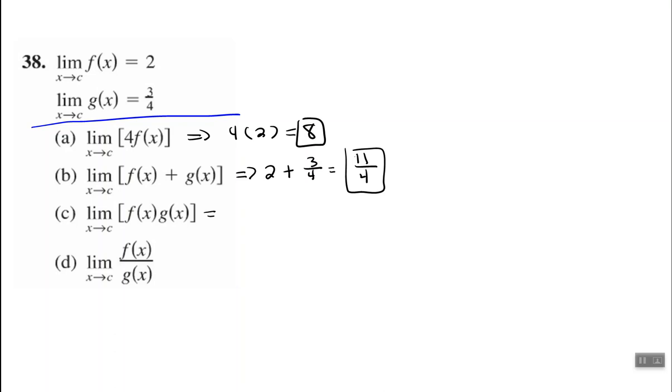Alrighty, part C. The limit of f of x times g of x as x approaches c. This is the product rule: find the limit of each function and multiply those values together. So the limit of f of x in this case is 2. The limit of g of x in this case is 3/4. So 2 times 3/4, you can simplify, that gives you 6/4 or 3/2.